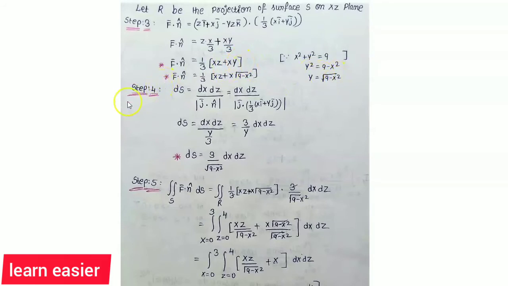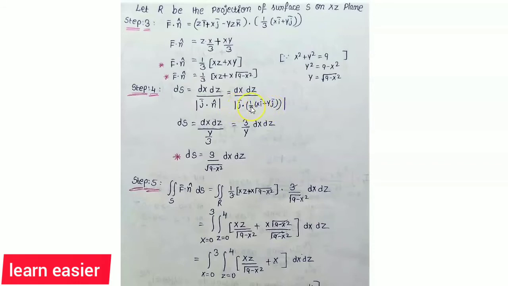Now let's take step 4. So step 4 is what? ds is equal to dx dz by mod of j bar dot n cap. So dx dz by mod of j bar dot n cap, where n cap is 1 by 3 into (x i bar plus y j bar).